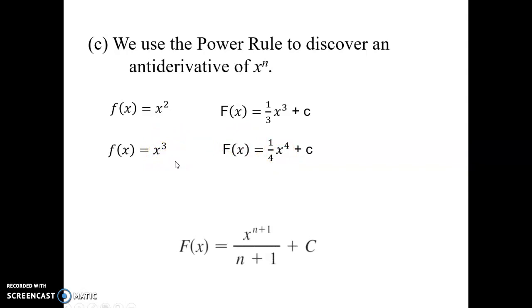So here's my general antiderivative rule for power functions, or the power rule backwards. We'll do more of these in the next video also. It says that the general antiderivative of any function x to the n is equal to x to the n plus 1 over n plus 1, plus c.